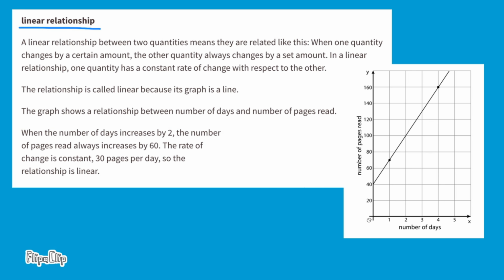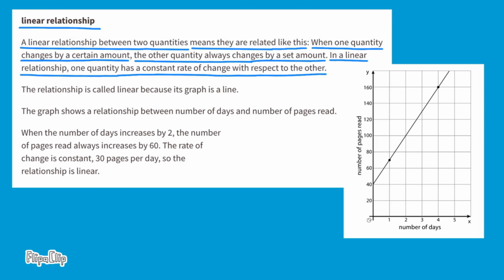Glossary terms. Linear relationship. A linear relationship between two quantities means they are related like this. When one quantity changes by a certain amount, the other quantity always changes by a set amount. In a linear relationship, one quantity has a constant rate of change with respect to the other. The relationship is called linear because its graph is a line.